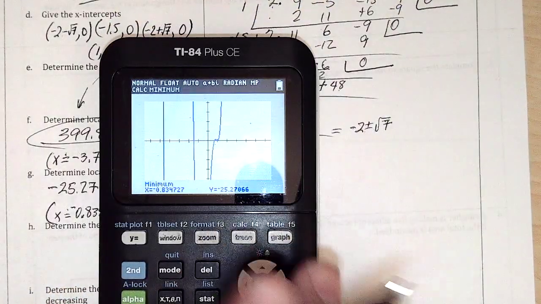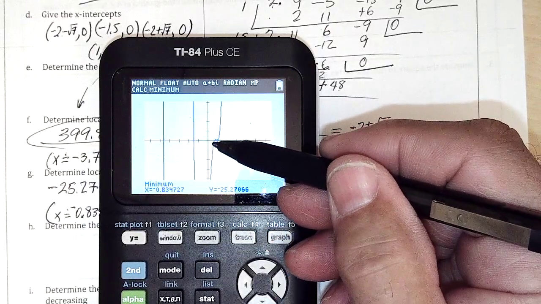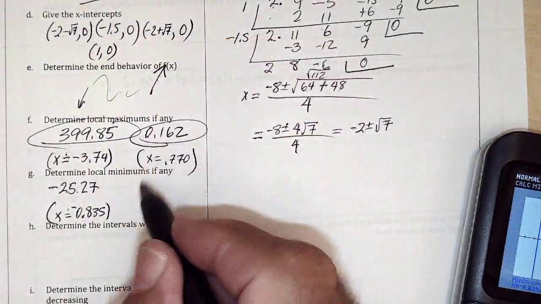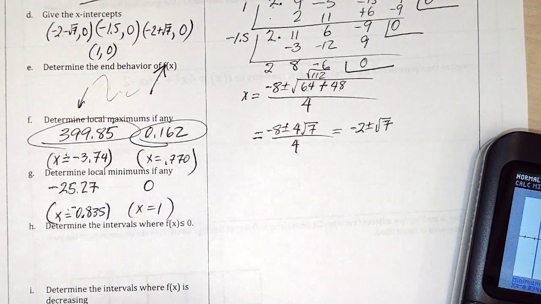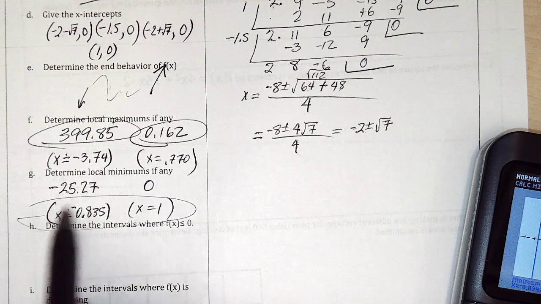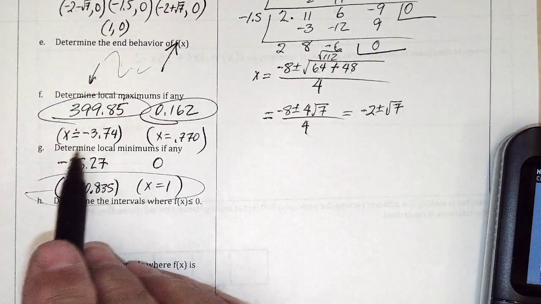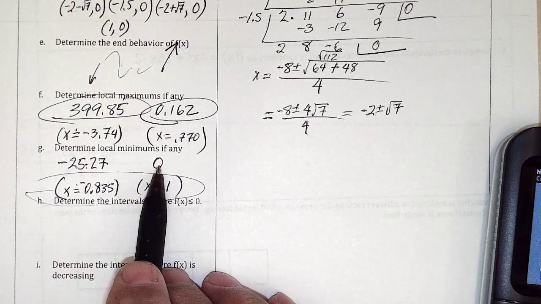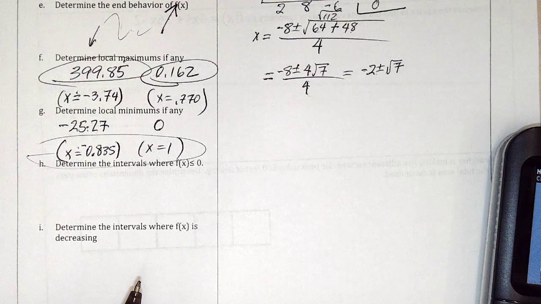And there's another minimum. It went down, it came up, and it dipped a little bit here at 1. It dipped down to 0 at x equal 1. Now, I don't need this in this part, but I can use it down here. This is the local minimum, and that's the local minimum. This is where it happened at.